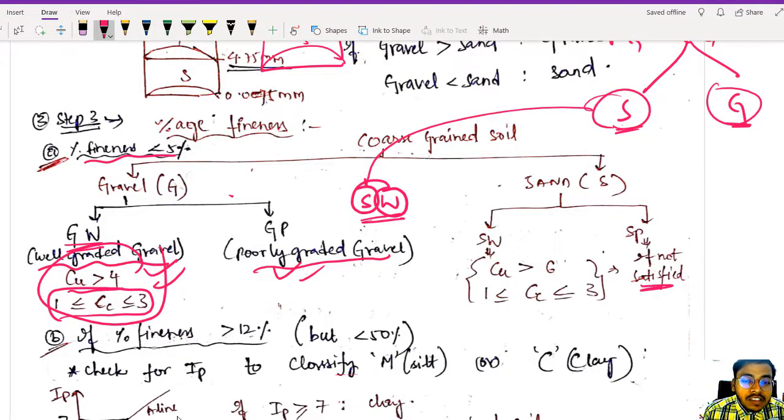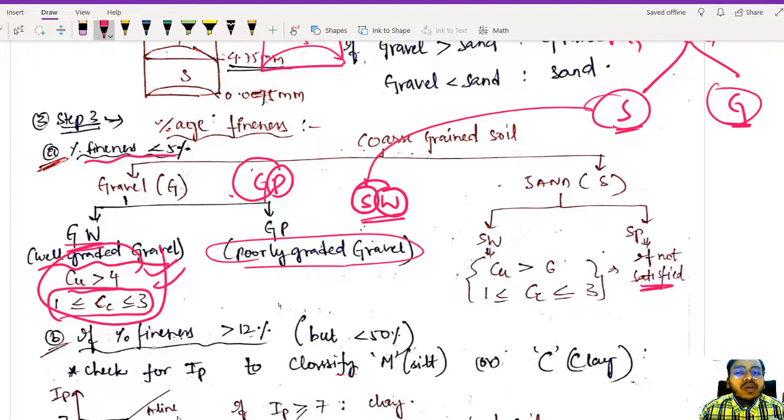Similarly, what is the meaning of GP? Can you tell? GP. P means poorly graded, G for gravel. So whenever you see GP, it is poorly graded gravel. I hope you can write these terms, right? They are quite important for short exams, they may ask directly what is the meaning of GW. So it is well graded gravel. Okay, in the options they will give gravel which is well graded or well graded gravel. So well graded gravel is the more appropriate answer.